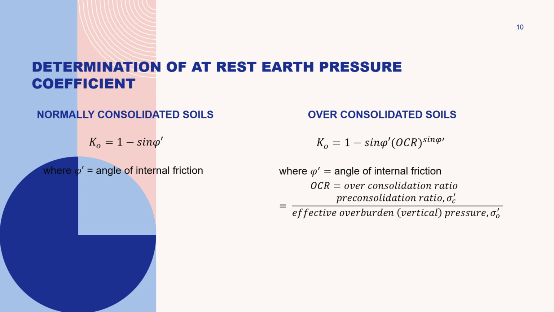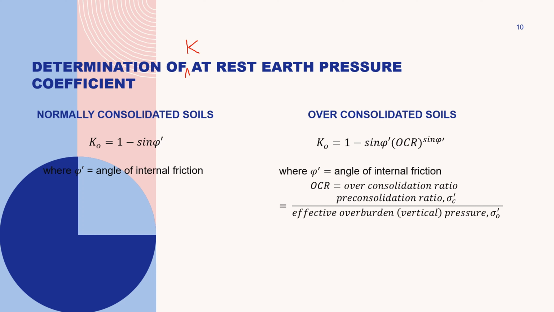Now for the determination of K O, the at rest earth pressure coefficient, we have two methods: one for normally consolidated soils and one for over consolidated soils. First, for normally consolidated soils, the earth pressure coefficient K O is equal to 1 minus sine phi prime, where phi prime is the angle of internal friction.